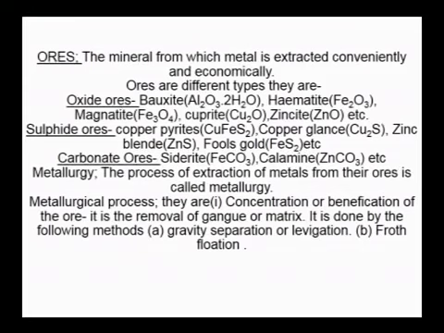Let us see the meaning of metallurgy. The process of extraction of metals from their ores is called metallurgy. Metallurgy has the following steps, called the metallurgical process. The first one is concentration or beneficiation of the ore. Concentration means the removal of gangue or matrix. Gangue or matrix is nothing but the rocky and earthy impurities present in the ore.